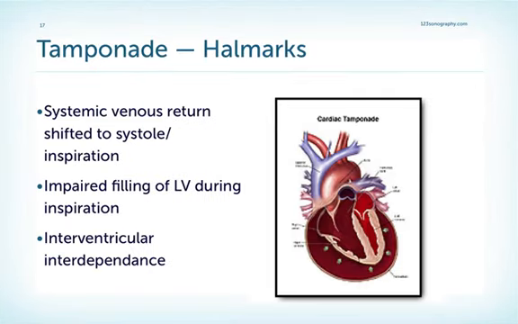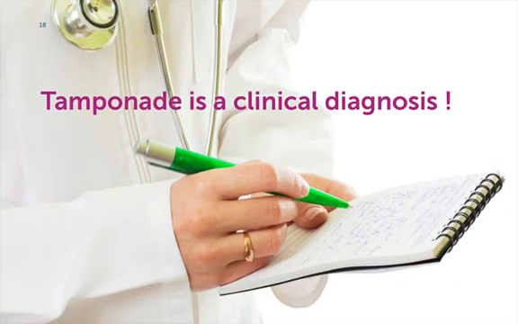So the hallmarks of tamponade are systemic venous return, which is shifted to systole during inspiration, impaired filling of the left ventricle during inspiration, and what we call interventricular interdependence, which means that one ventricle can only expand to the merit of the other. The physiology of tamponade is quite complex, and we can demonstrate many of the features that we discussed now in theoretical terms also with echo.